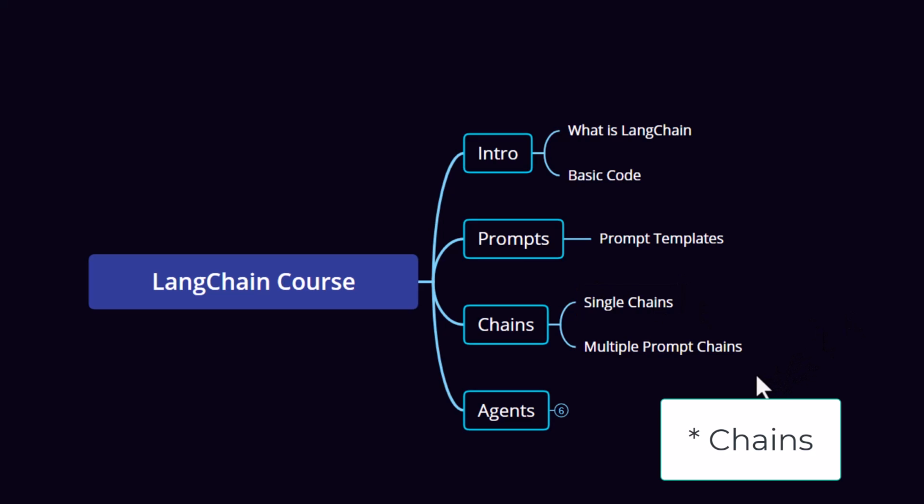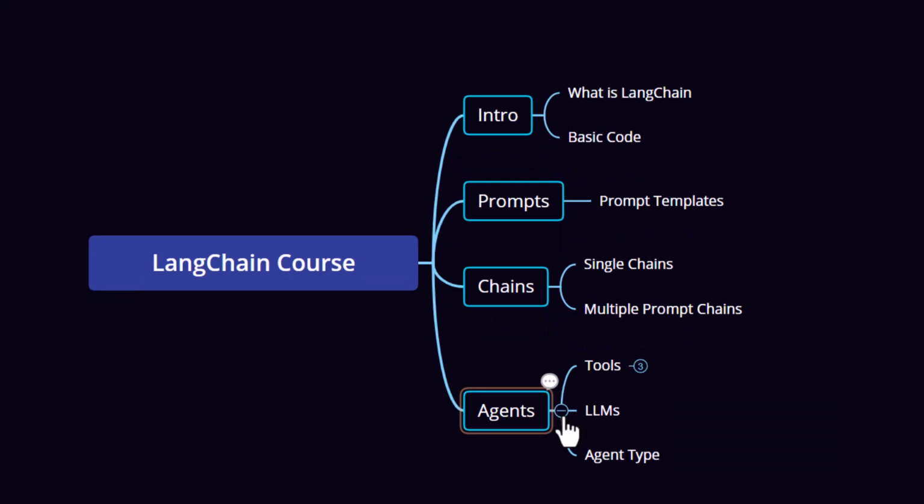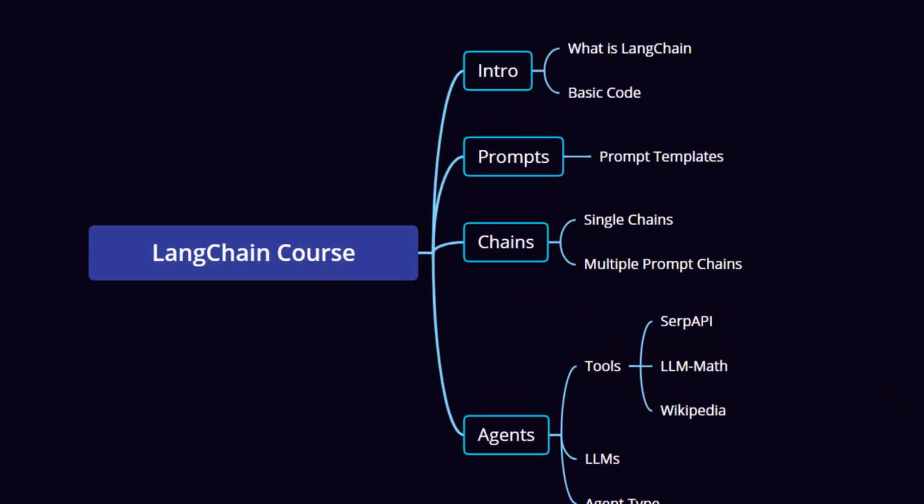multiple prompts. And then finally, we'll build a real world scenario where we can see how it all comes together in an agent. We look at the 3 components of agents, which are tools, large language models, and agent type, and specifically focus on 3 tools. The SERP API, which is used to scrape Google results, LLM Math, which allows the large language model to do maths, and Wikipedia. And we'll try to build some interesting cases on those.